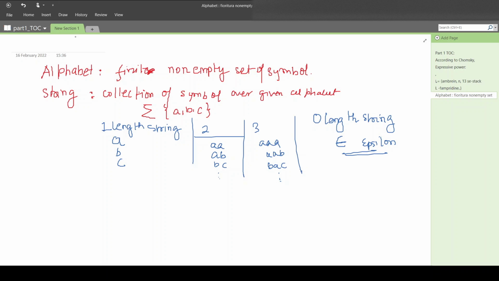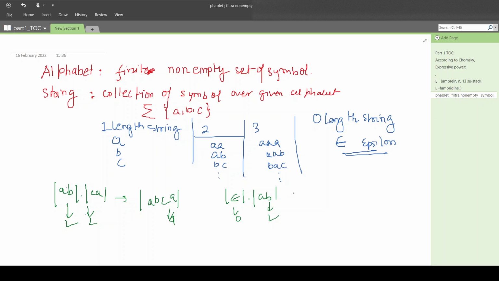I can show you some good about this. Epsilon is very much useful to us. Like see, AB of length 2 and CA, both are length 2. What will be the length after concatenating ABCA? 4. When epsilon of length 0 is concatenated with AB, it will be AB. It is important.